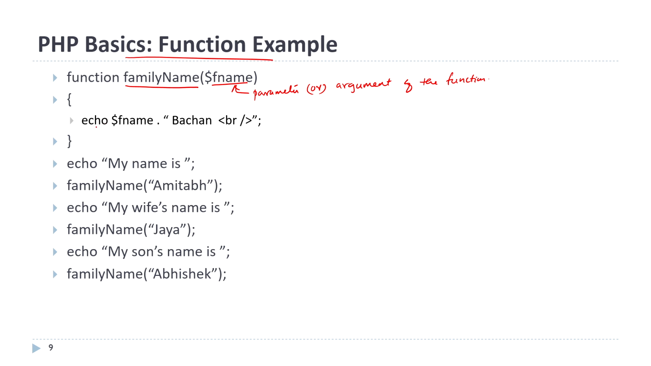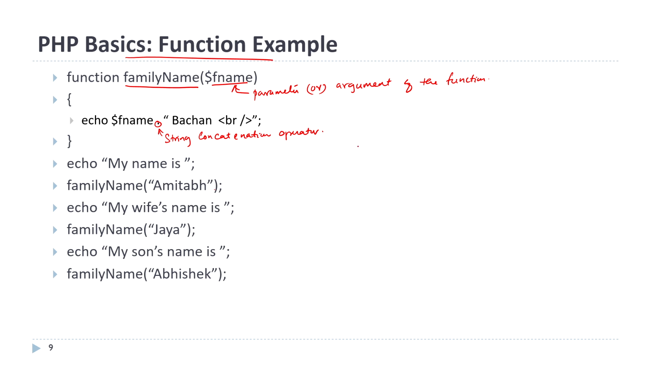What it does is it takes the f name, the first name, and this dot is the string concatenation operator. Remember, we studied this yesterday. It adds Bachchan, Amitabh Bachchan's last name, to this. This is an easy way to showcase. In the main program, if I call family name Amitabh, it will print Amitabh Bachchan. If you call family name Abhishek, it will add Bachchan to it and say Abhishek Bachchan. That is what the program will output.